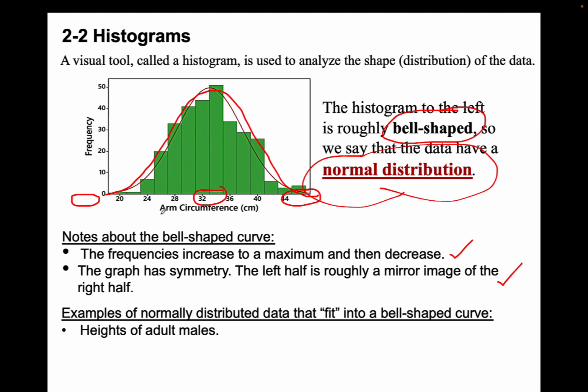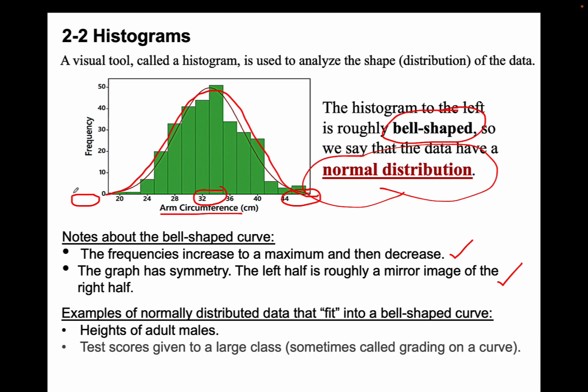Same thing with the arm circumference here. You can see that majority of arm circumferences are in the center, increasing, decreasing. So less on the extremely large arm circumference and less of the more extremely small arm circumferences.